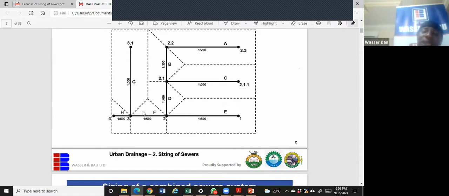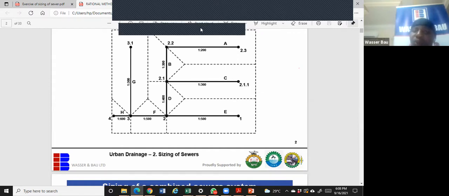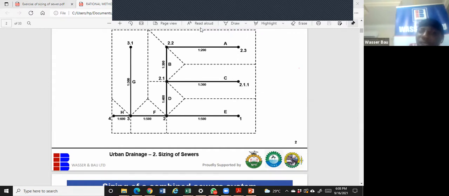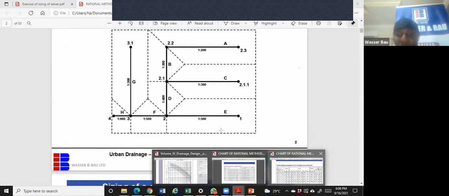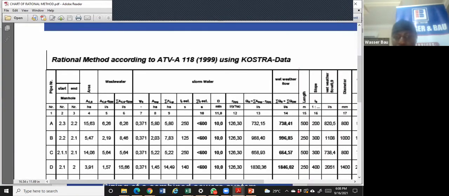And that is why, if you have been doing design, you find out that as you are getting towards the treatment plant, your pipe size is increasing. The reverse is the case in potable water. As you are leaving the tank, your pipe is decreasing. So that is what you see in column 9. So column 9 is now the summation.